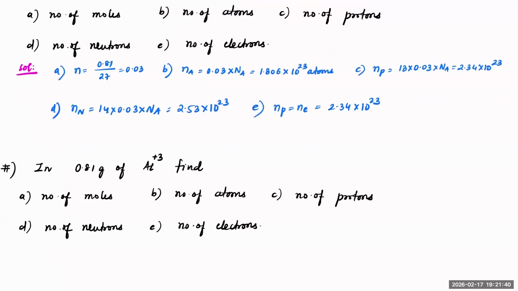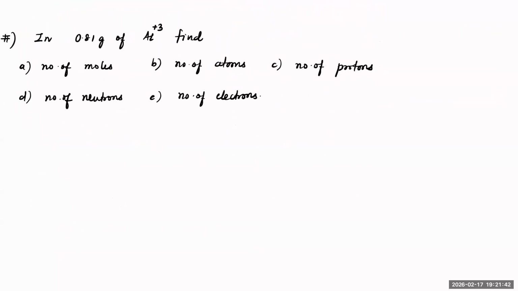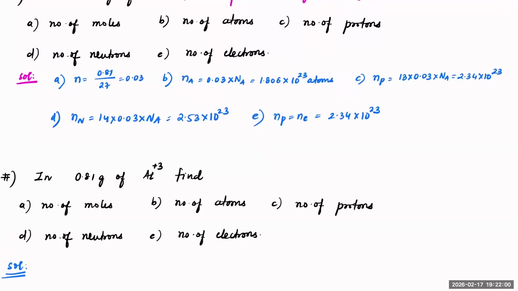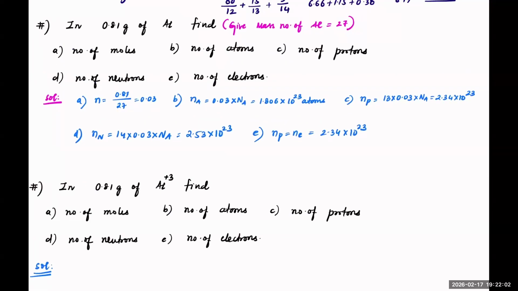Yeah, that's clear. Yes, sir. Okay, next one. Try the same thing now, but this time with one change. What is that change? Al plus 3. Instead of Al, you have Al plus 3. You got the point?